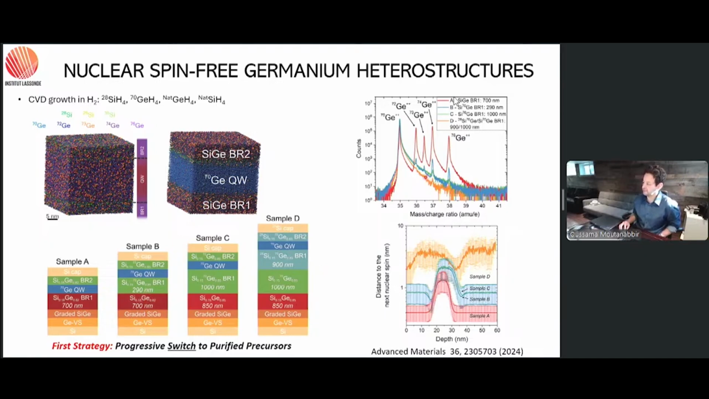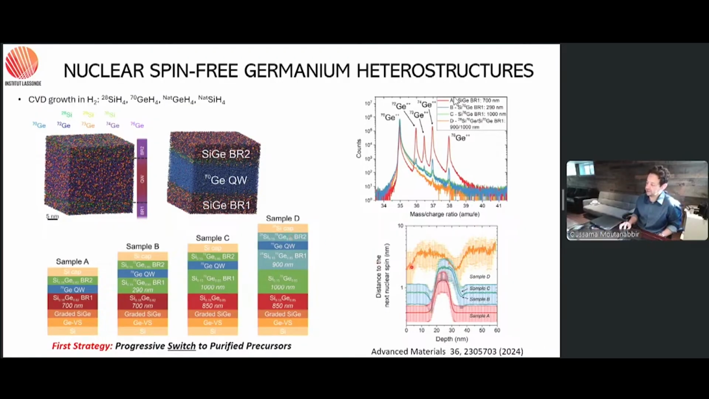And if I look at the structure that provided almost no detectable amount of germanium-73, it's sample D, which means that we grew 2 micron with isotopically purified materials. And again, for this 2 micron, we are going to use only the top 60 nanometers. So this is a lot of waste.